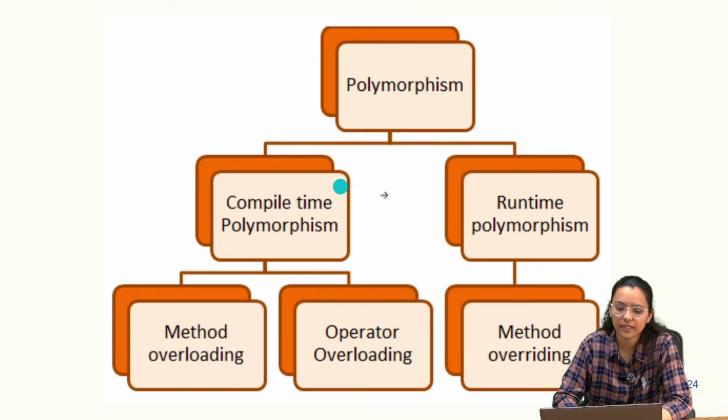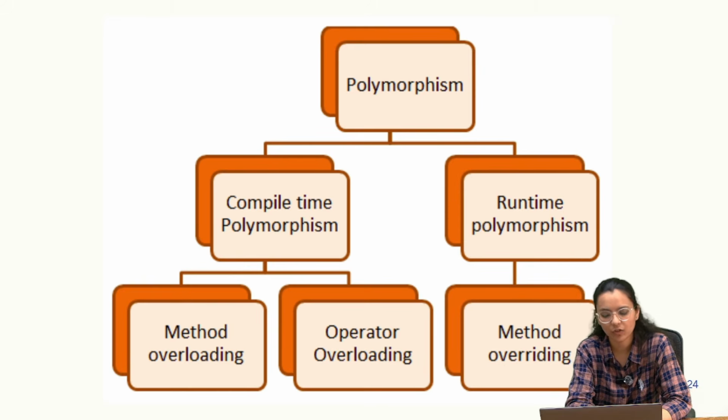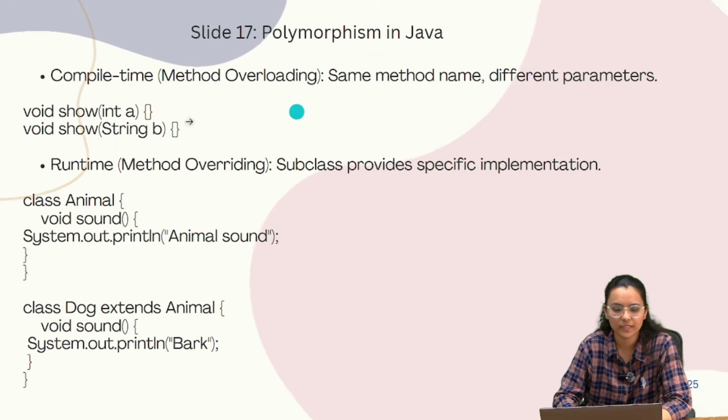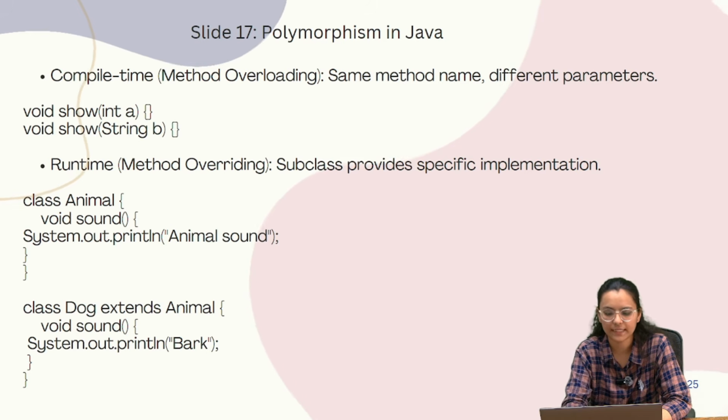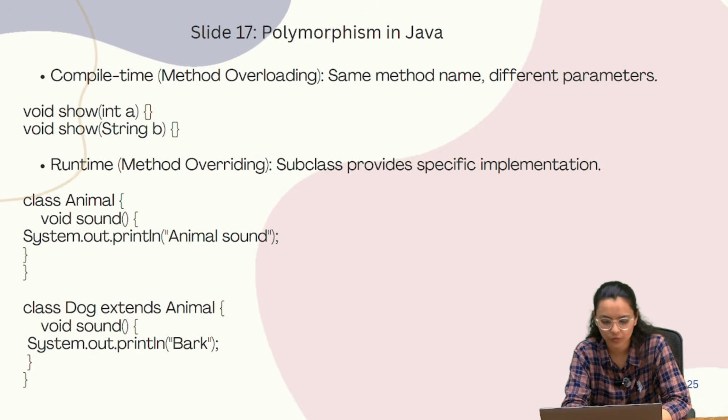So in polymorphism there are two types: compile time polymorphism and runtime polymorphism. Compile time polymorphism includes method overloading and operator overloading, and runtime polymorphism has method overriding. In compile time polymorphism, that is method overloading, we have the same method name but different parameters. Remember, compile time polymorphism is also called method overloading, and runtime polymorphism is also called method overriding.